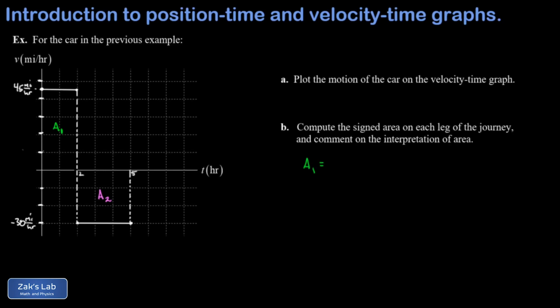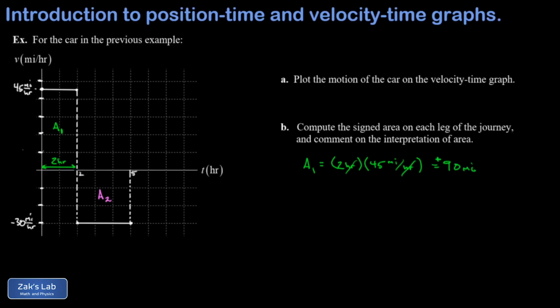And you just take the width of this thing and multiply by the height, but we're going to keep the units on it. So the width for A1 is just 2 hours. And I multiply that by the height, which was 45 miles per hour. And the hours are going to cancel out of those units, and I get 90 miles.